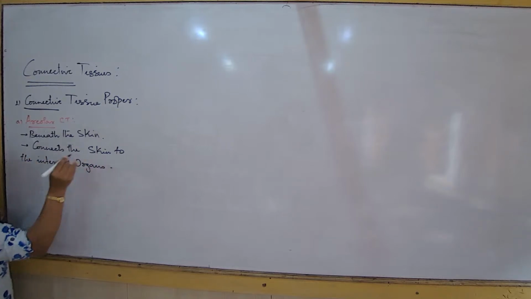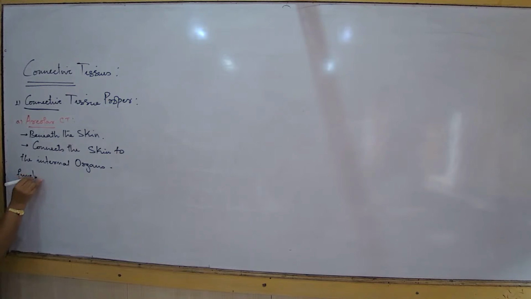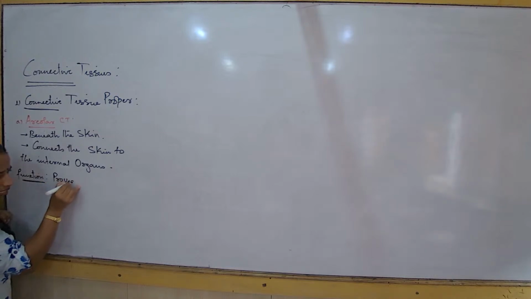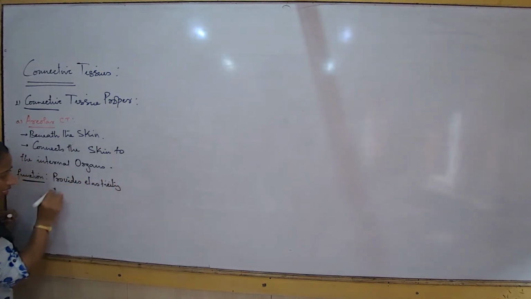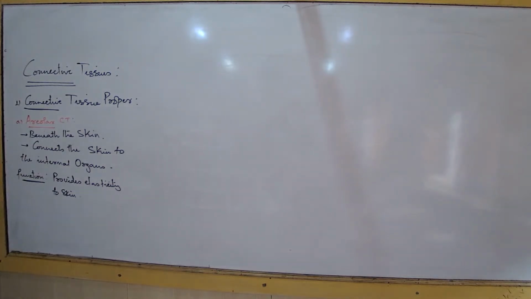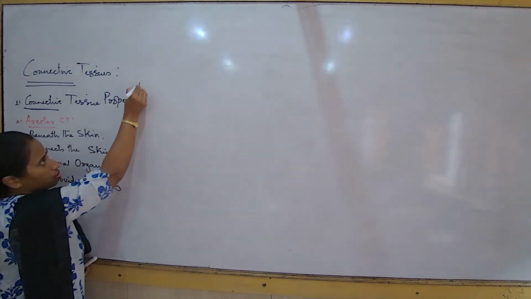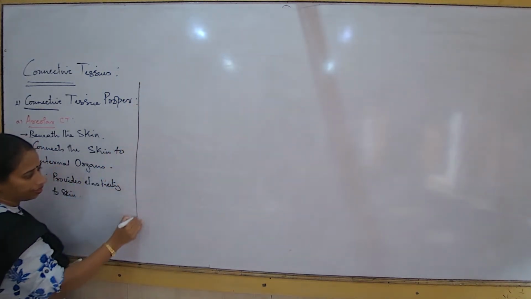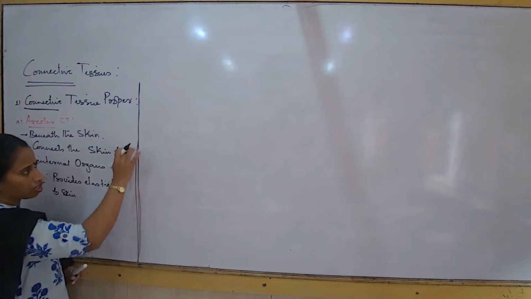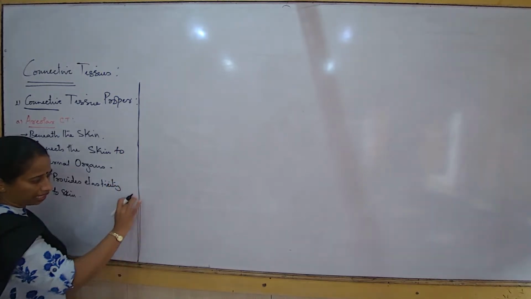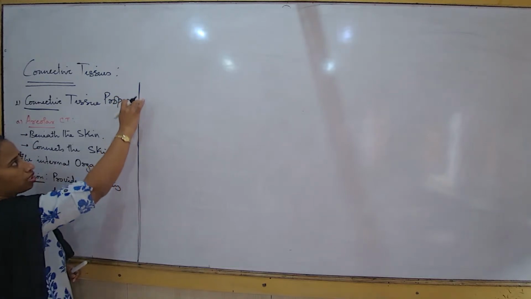Now, one particular function of the areolar connective tissue that we have to understand is that it also provides elasticity to the skin. That is the function of the areolar connective tissues. The areolar connective tissues have a variety of arrangements. It may be connecting the skin to the bones, to the muscles, or to the internal organs.